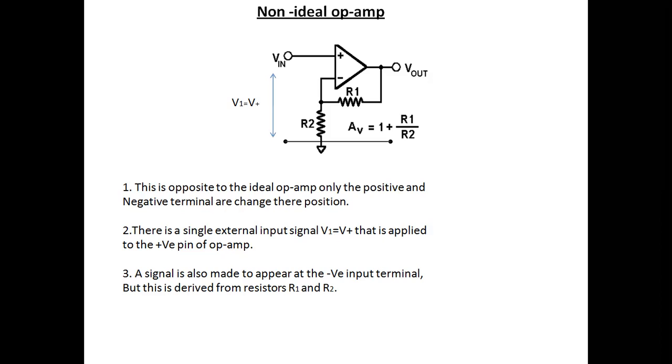And here a signal is also made to appear at the negative input terminal, but this is derived from the resistances R1 and R2. If you see here, we are connecting the output again to the input. So we are taking the negative input voltage from these resistors, the voltage divider circuit. And the positive we are giving directly by using the external supply. So this is the circuit diagram for the non-ideal op-amp.